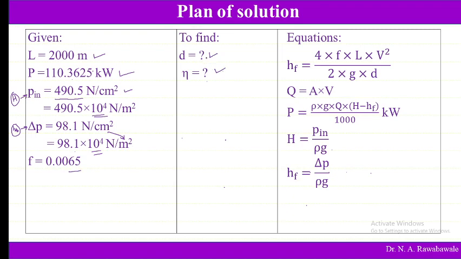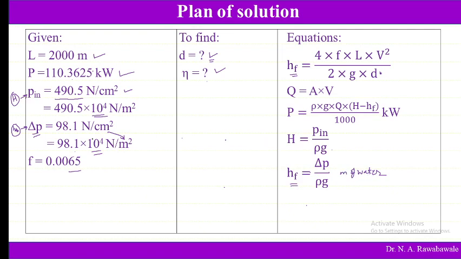Now we want to find out diameter. Where can the diameter be obtained? HF is equal to 4FLV square divided by 2GD. So diameter is available in this equation. Once HF is known, in place of HF, delta P is given, so this delta P can be converted into HF. To convert delta P into HF, we use delta P divided by rho g. If we divide the pressure in Newton per centimeter square by rho g, then we get head loss due to friction in meters of water.